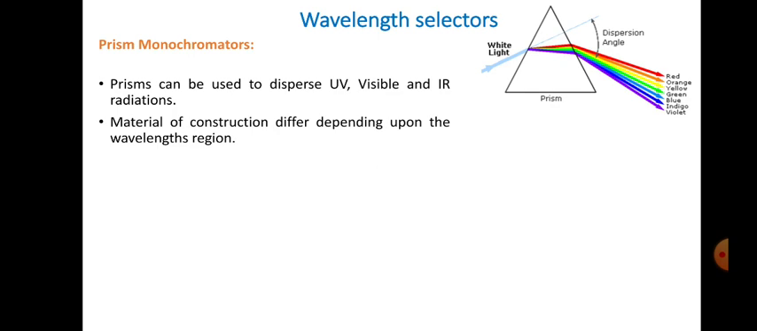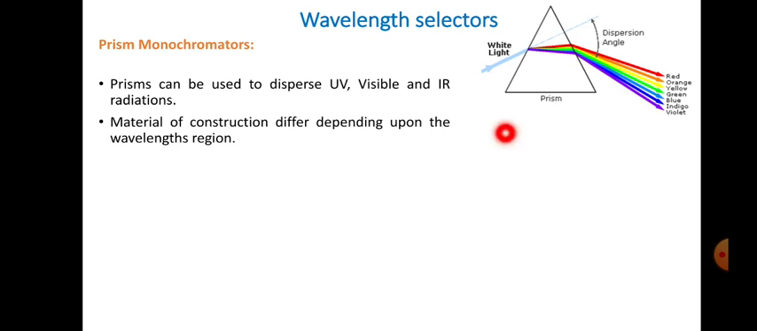Then next is the prism monochromator. So we have discussed the grating monochromators, right. Now we will talk about the prism monochromator. Prism can be used to disperse UV, visible and IR radiation, and the material of construction differs depending upon the wavelength region.